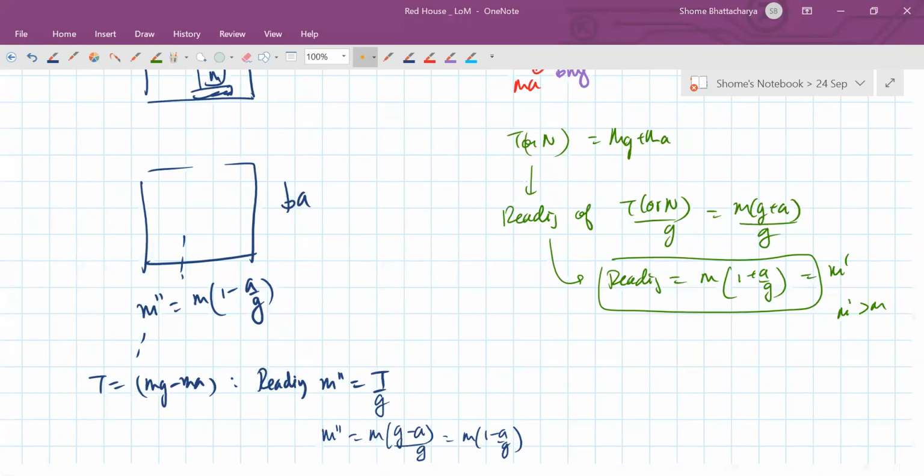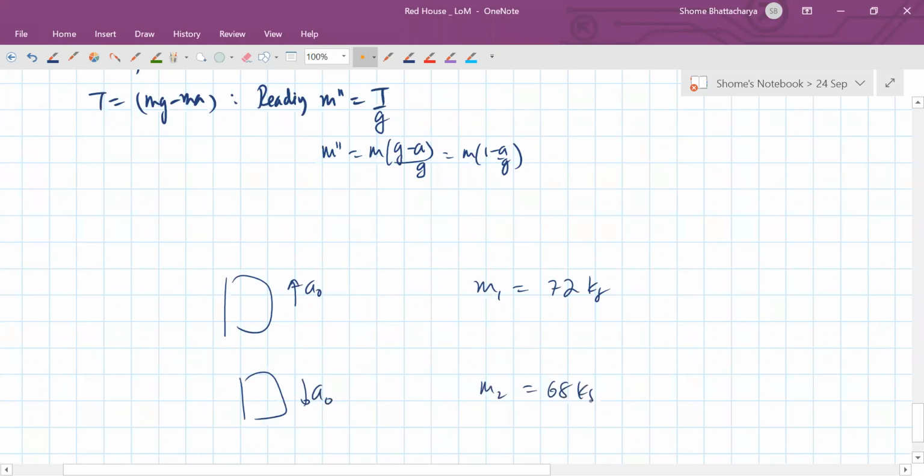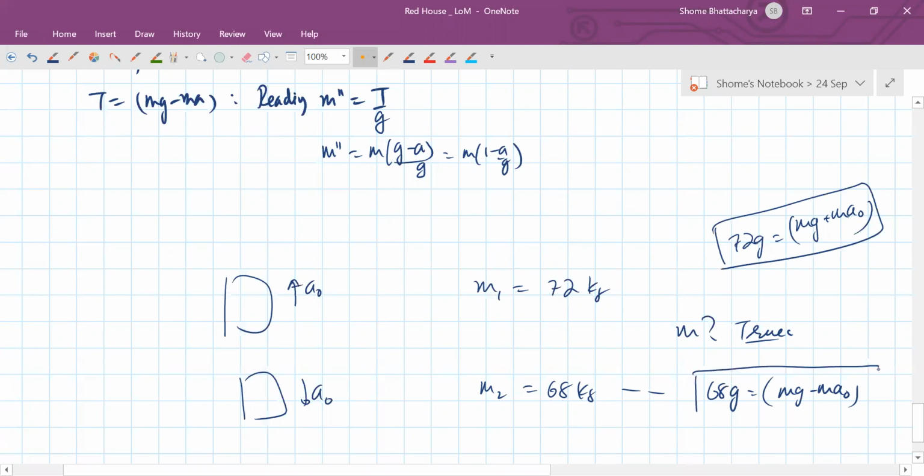That's why in the 16th question, one time when the lift is accelerating upwards with a certain acceleration, your mass reads something, let's say m1 is 72 kg. The other time, when the lift is coming down with the same acceleration, it reads a mass of, let's say, 68 kg. So what is the true mass? It's very easy. You can understand it this way: this 72g is actually mg plus ma naught, whereas this 68g is actually mg minus ma naught. So if you just add these two equations, you can find the true mass.